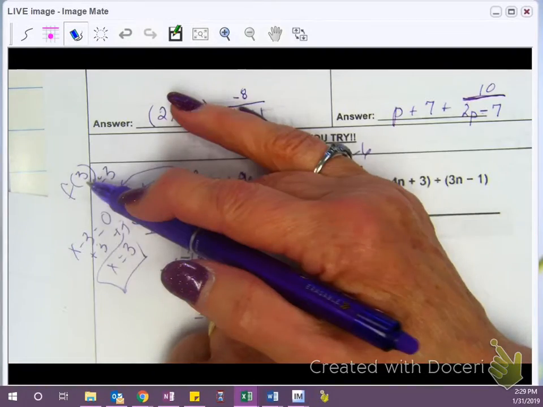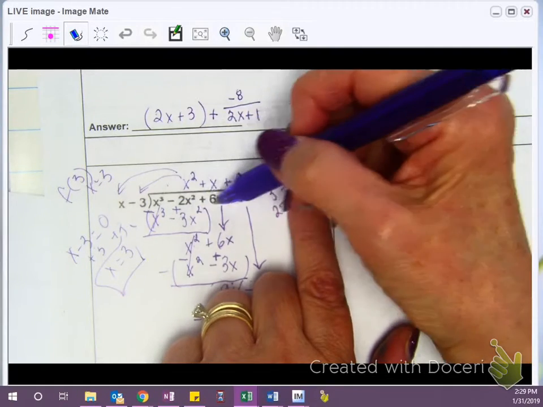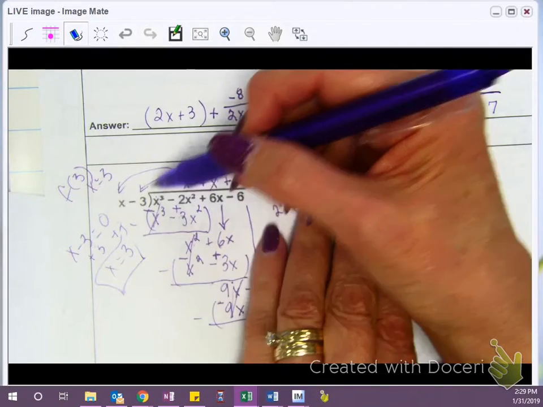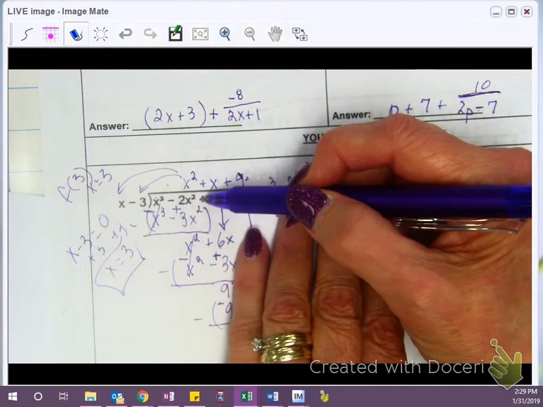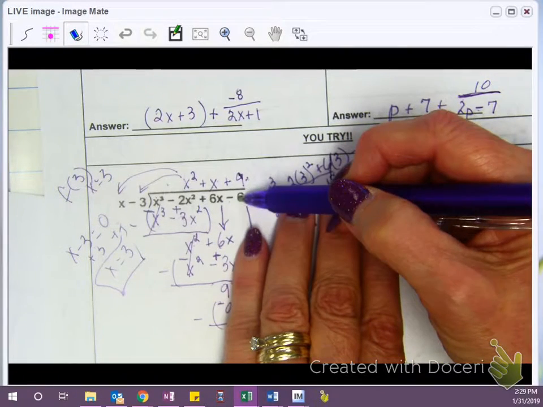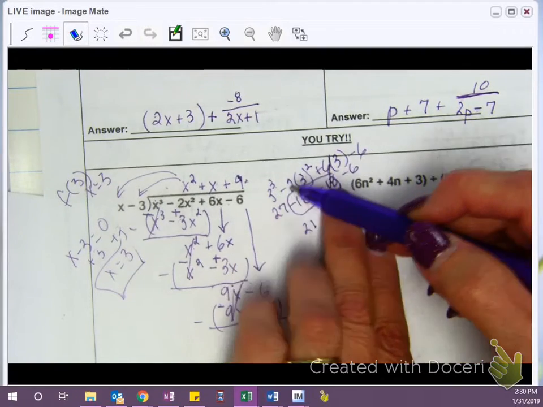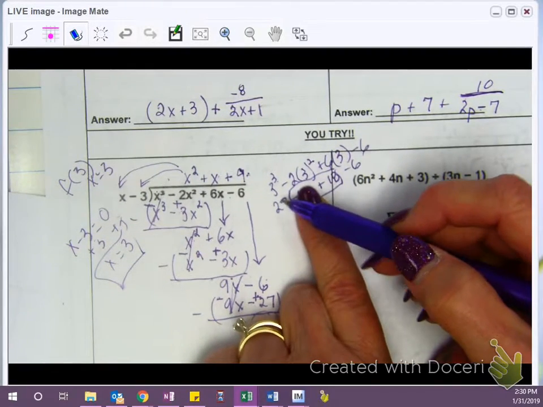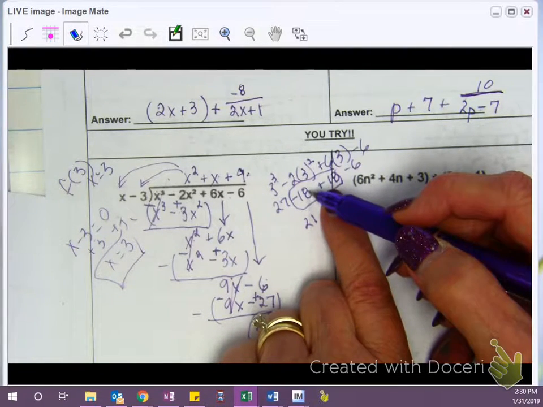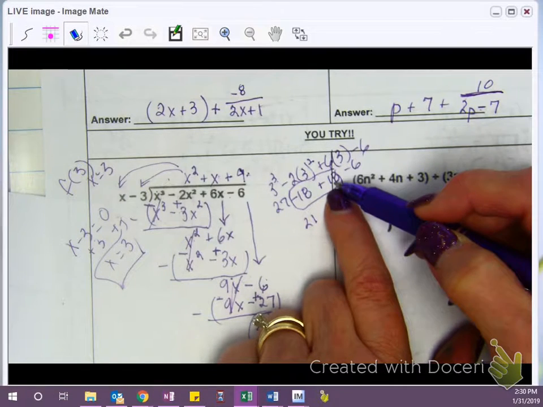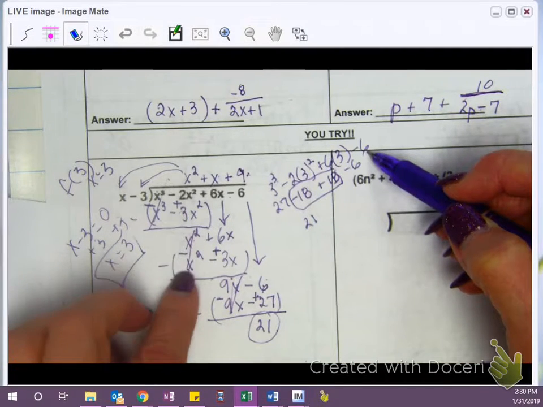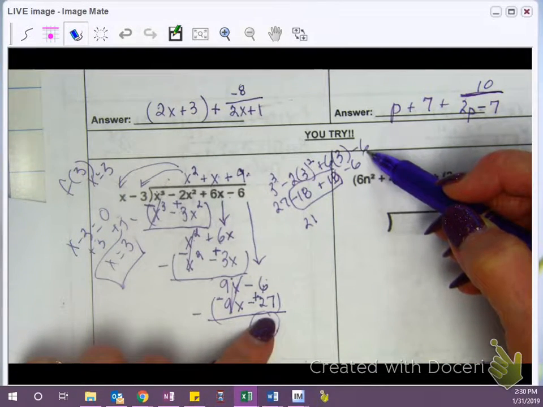So I'm doing the same thing. I'm going to do f of 3, but I'm going to use this one. This is the one from your homework that I'm going to check in a few minutes. So I want 3 cubed minus 2 times 3 squared plus 6 times 3 minus 6. So 3 cubed is 27. 3 squared is 9 times negative 2 is negative 18. Plus 6 times 3 is 18 minus 6. So this is one of the ones that you worked for homework, the one that had a remainder of 21.